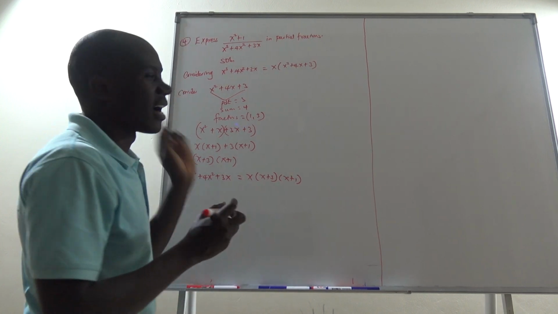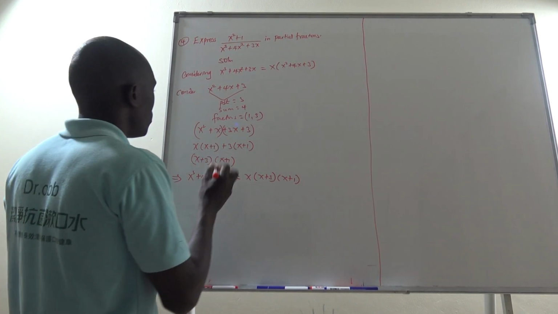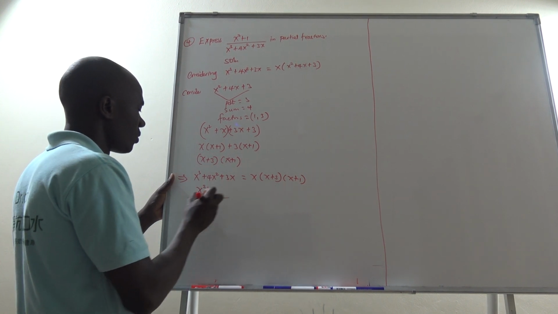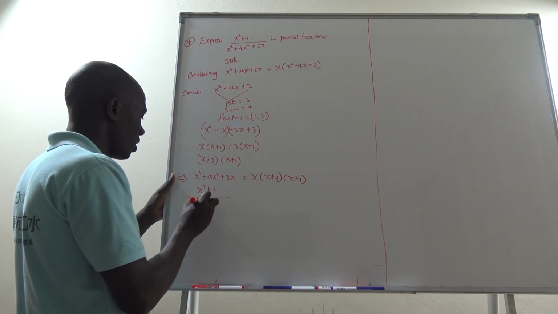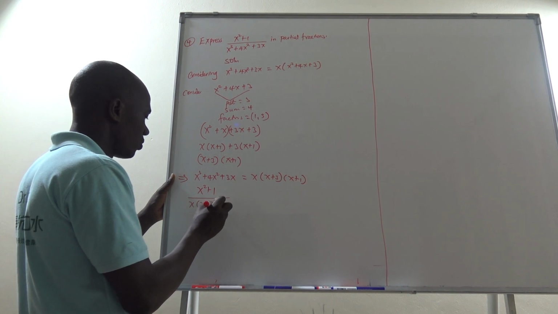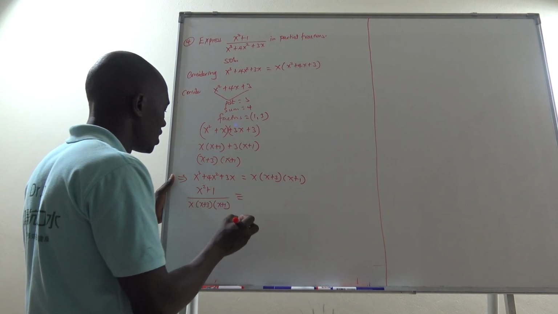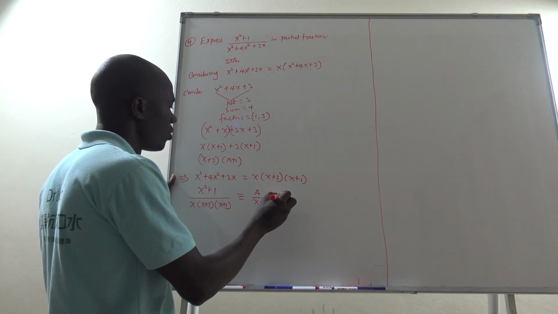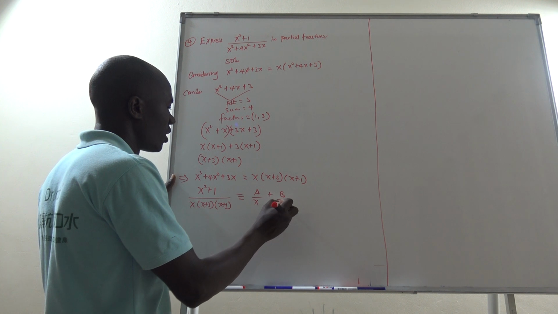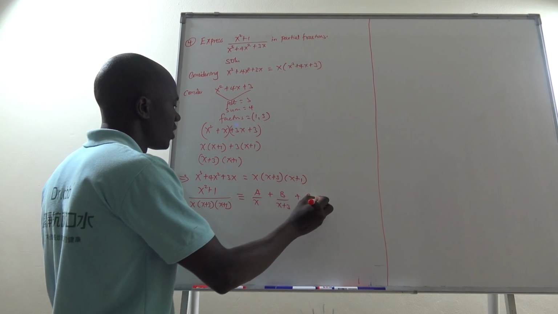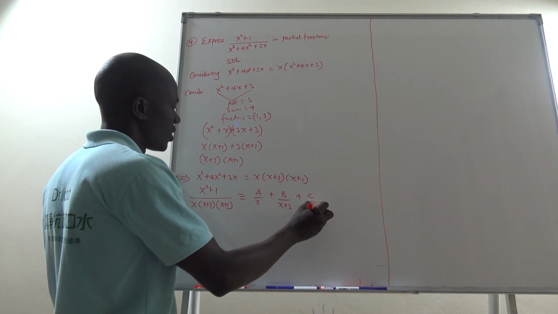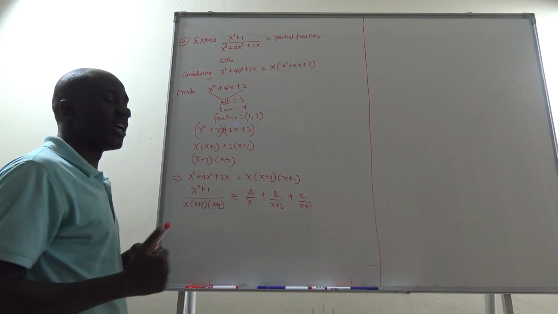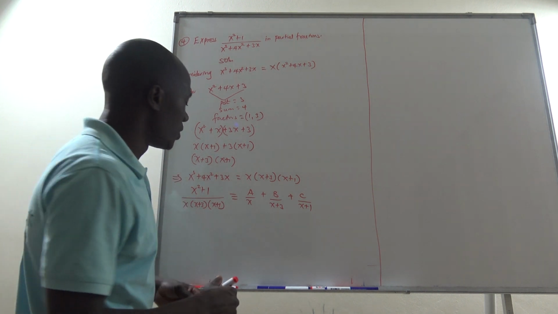So we go back to our usual question, which is saying x squared plus 1 all over x into (x plus 3) into (x plus 1), which is the same as A out of x plus B out of (x plus 3) plus C out of (x plus 1), because all of them are linear. So what we're going to do is go ahead and find the LCM, and we find those unknowns.